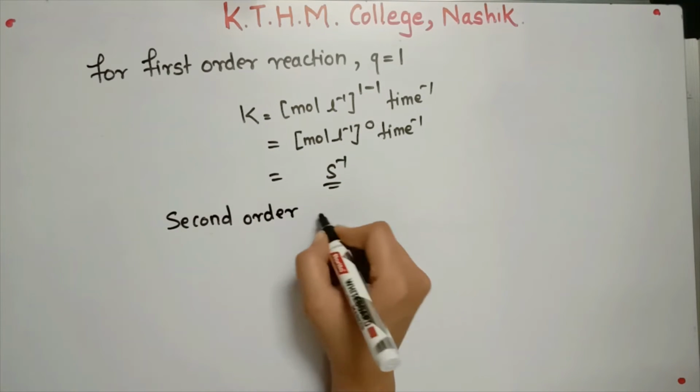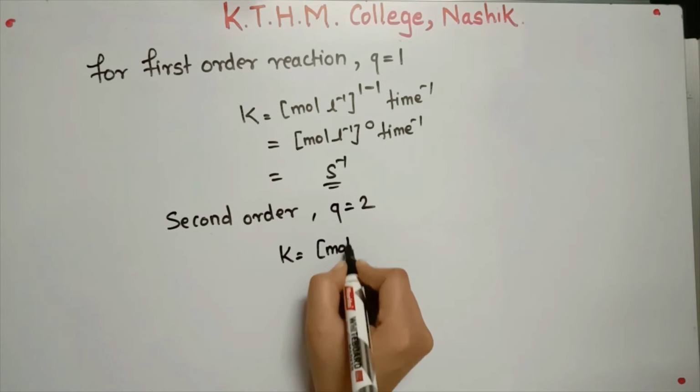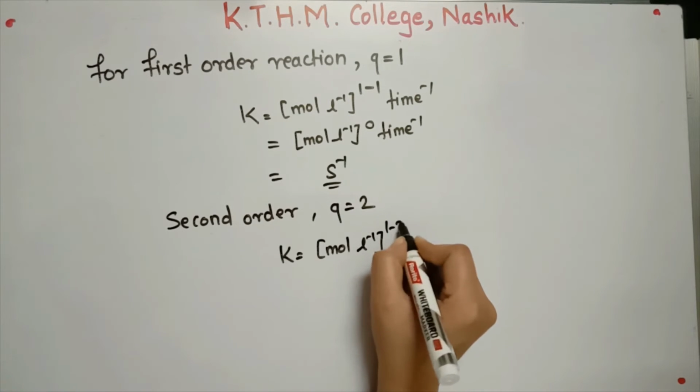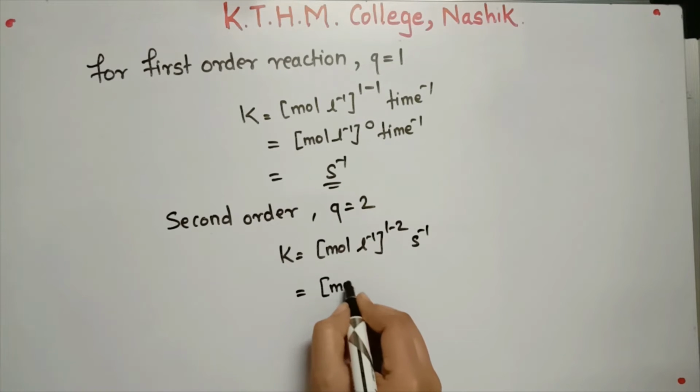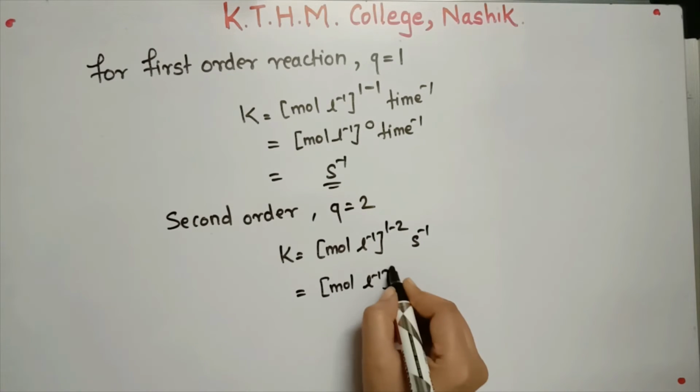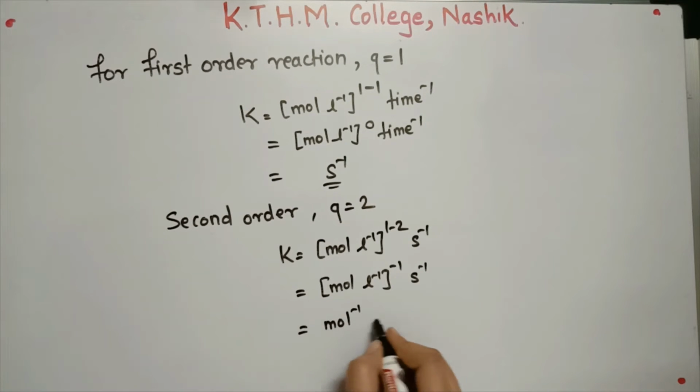For second order, n is equal to 2, K will be equal to mole per liter to the power 1 minus 2 per second. So this mole per liter is raised to minus 1. Therefore it will be per mole liter per second. So you can find the unit of rate constant for third order, for fourth order and also for the fifth order by using this formula.